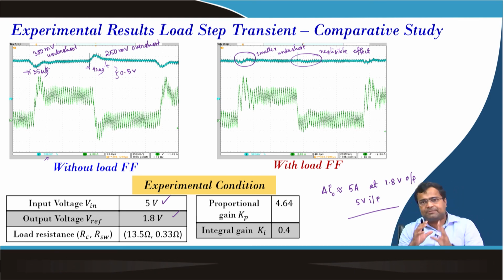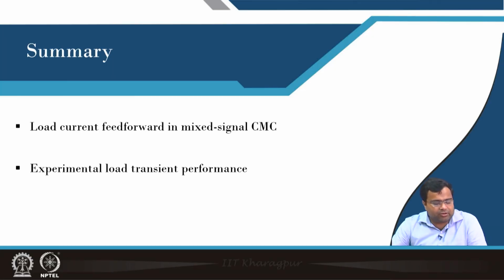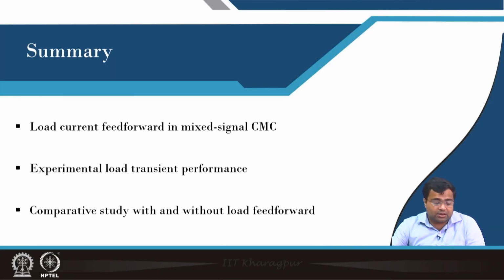So this feed forward action, if you can estimate digitally and communicate with the processor, you can make the power supply much faster and superior. In summary, all these points we have discussed, and the comparative study shows that this effect can be explored in digital control, and this is how digital control can make a much faster response compared to its analog control counterpart.